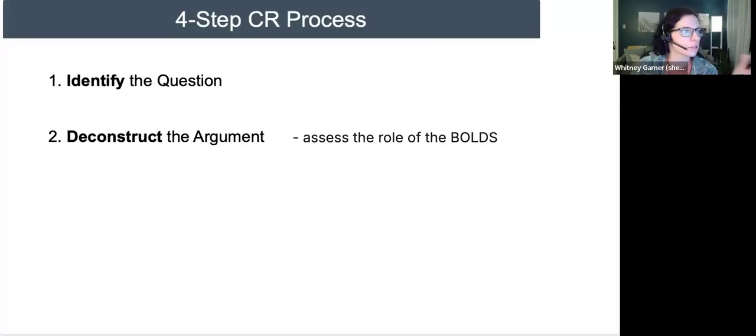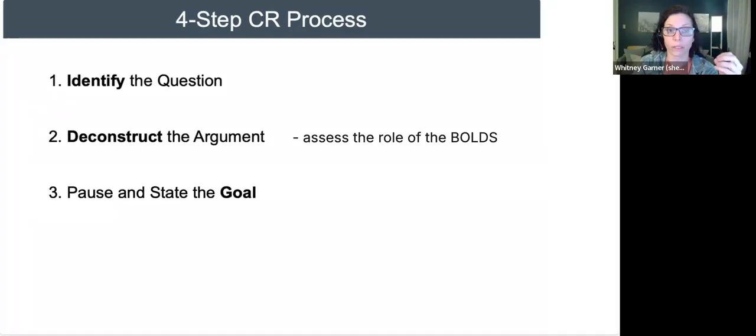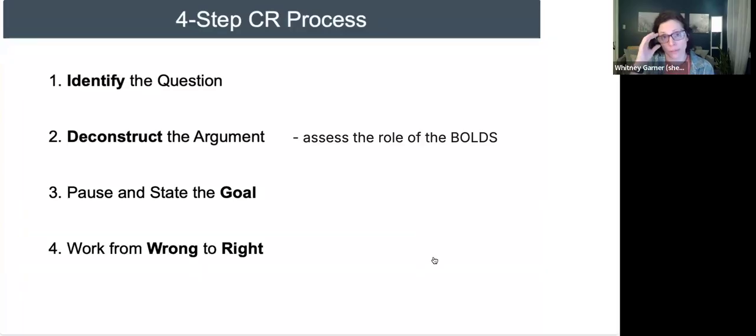So you work to assess the big picture of the argument and figure out how the boldface pieces fit in. And then your job is to pause and really state not just the goal, but what it is that I'm trying to accomplish. So I need to know that the first bold is this and the second bold is this, and here's how I'm going to process through my answer choices. And then we will move to the very end, which is process of elimination.